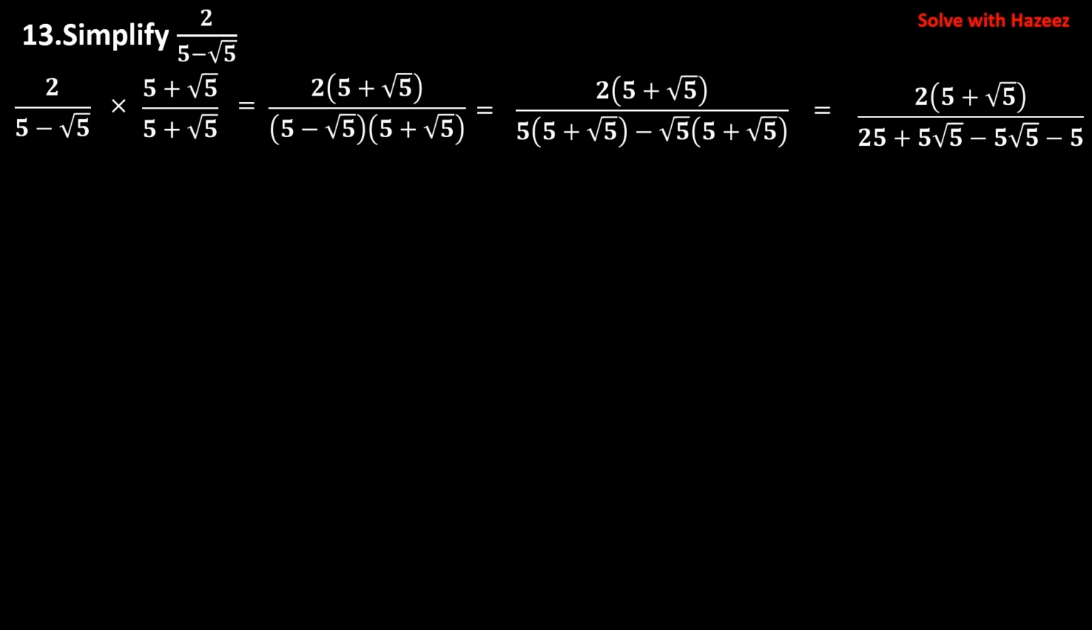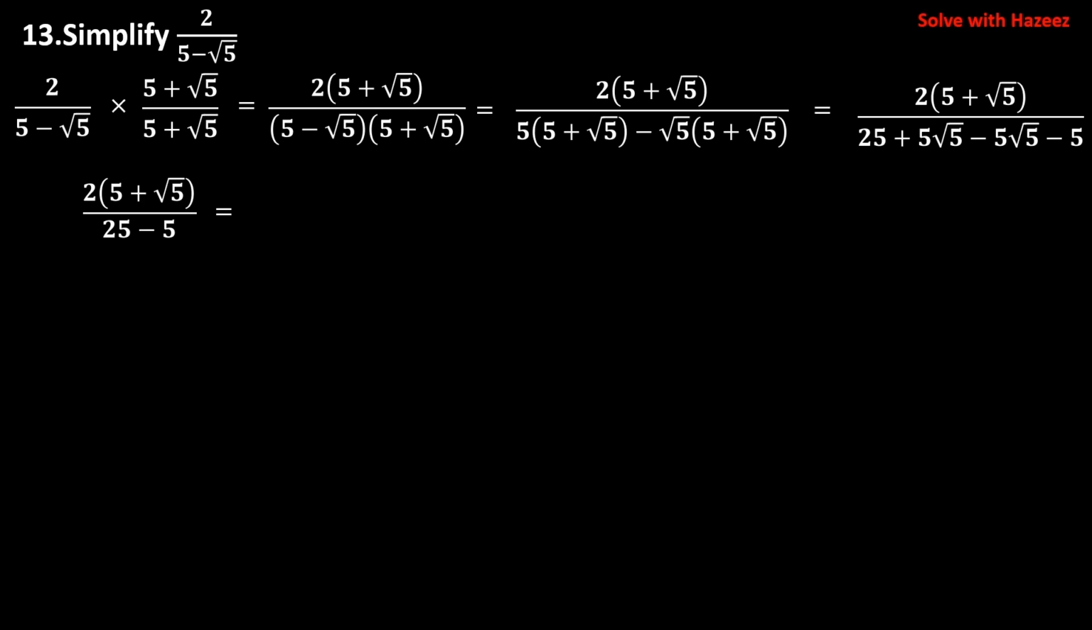Then at the denominator 5 times 5, that's 25, plus 5 times root 5, we'll be having 5 root 5. Then minus root 5 times 5, that will be minus 5 root 5. Then minus root 5 times plus root 5. Minus times plus is minus, then root 5 times root 5 is root 25, and root 25 is equal to 5. So simplifying further, we are going to be having 2 open bracket 5 plus root 5 over 25 minus 5, because 5 root 5 minus 5 root 5 will result to 0. So we are going to be left with 25 minus 5 at the denominator.